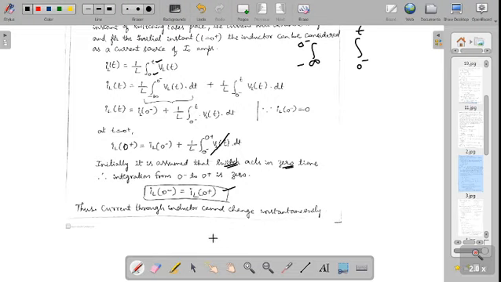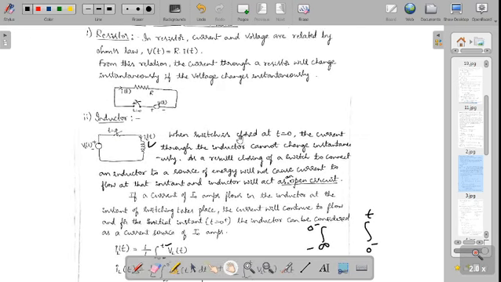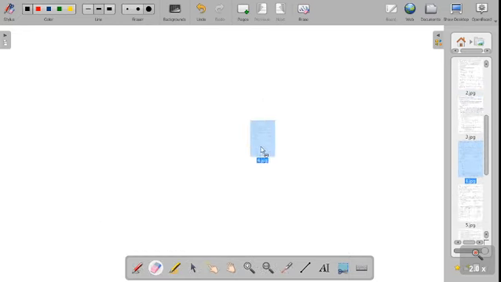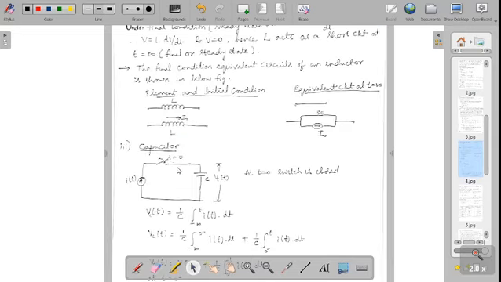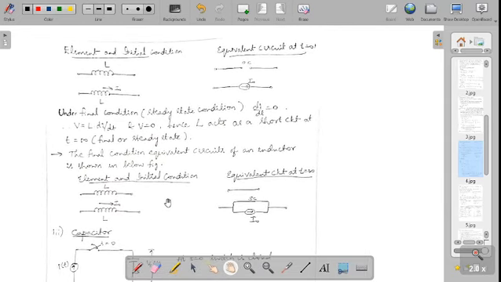Now let us consider the capacitor. You are clear with the inductor and the resistor. Before moving to the capacitor, let us consider the inductor element and its initial condition.